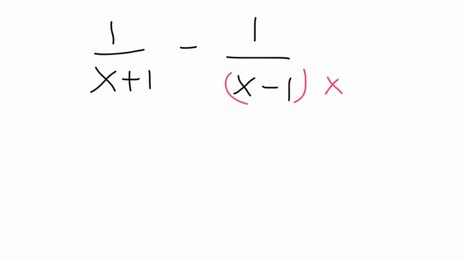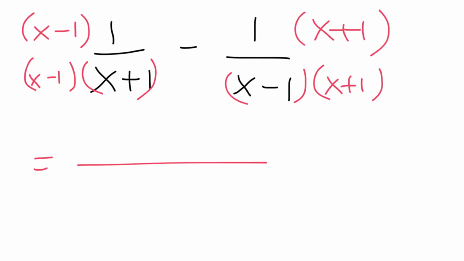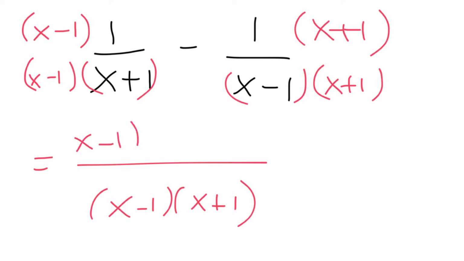You need here x plus 1 also, and it should be multiplied up and down, right? And you also need here x minus 1, right? Of course, up and down as well. Okay, now the denominators become the same, so x minus 1, x plus 1 is the common denominator, and up here you have x minus 1, this one, subtracted, subtract what? Subtract x plus 1, okay?